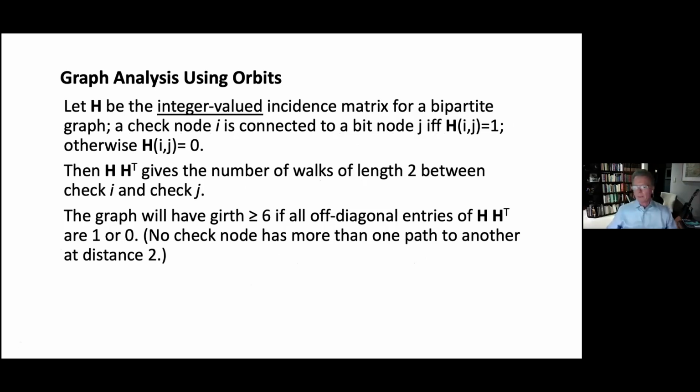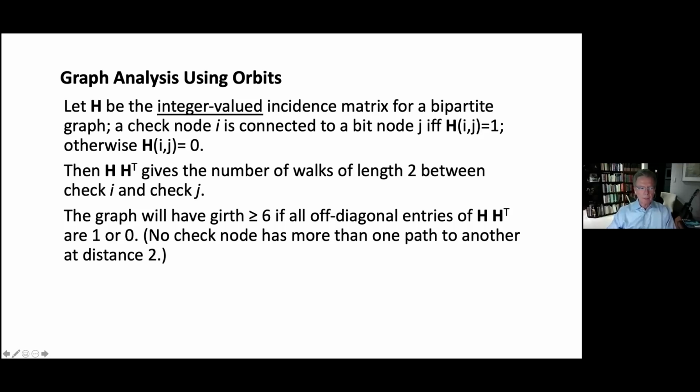Now, I'm going to do analysis of the graph by using orbits. If I have a matrix H, and now I'll start thinking about H as being an actual parity check matrix, but I think of it as being integer valued for analyzing the graph. So you just turn H into a matrix that has integer coefficients. Every one is considered an integer, and you have a 1 if these two nodes are connected, right? But now it's an integer.